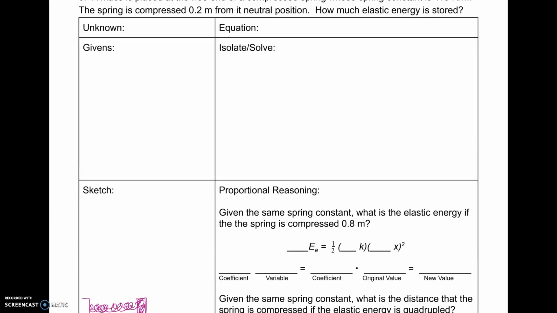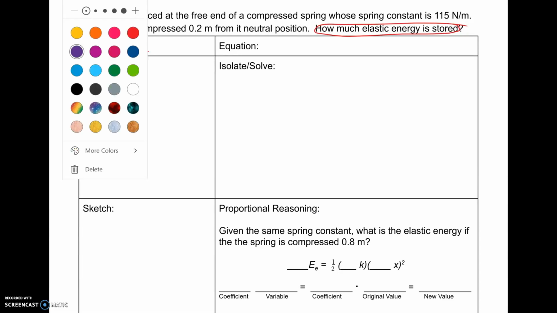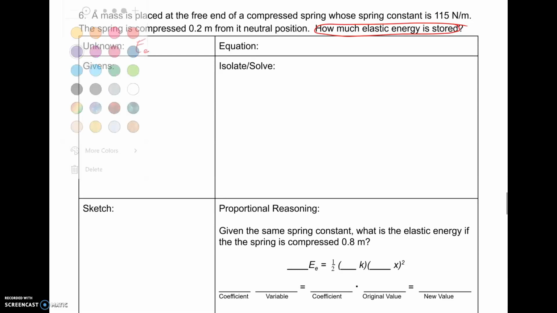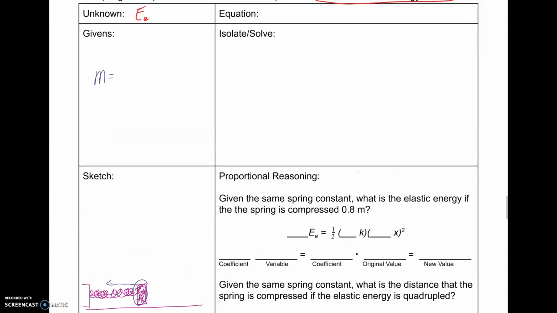Now we want to find out what the unknown is. How much elastic energy is stored? So our unknown is going to be our elastic energy. Now we are going to continue with our problem by writing down all the things that we do know. We have a mass, and we don't really need to know the mass. We just need to know that the mass is compressing the spring.